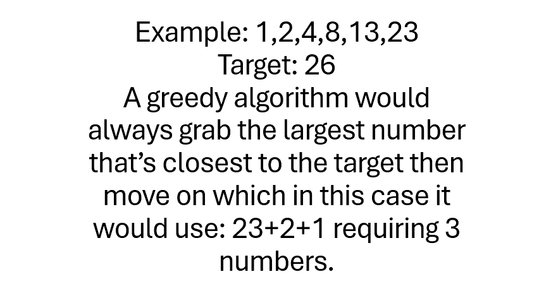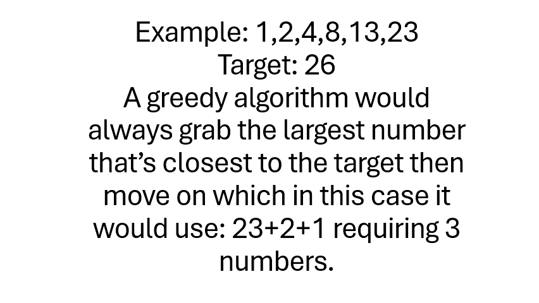So the greedy version of this would always look at the highest value closest to the target first and use that first to see if we can get to 26. In this case, it's going to look at 23, and then it'll look at 2, and then it'll look at 1, and add the sums to get to 26.